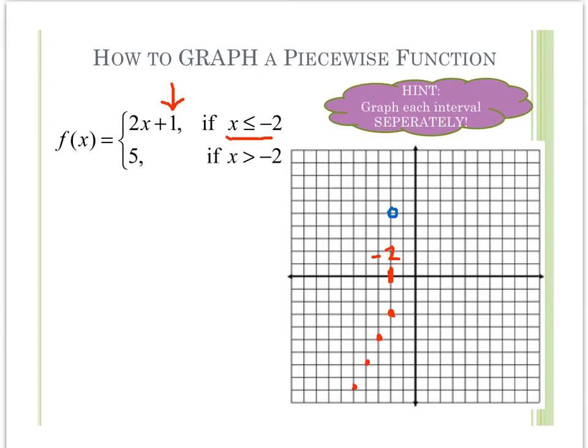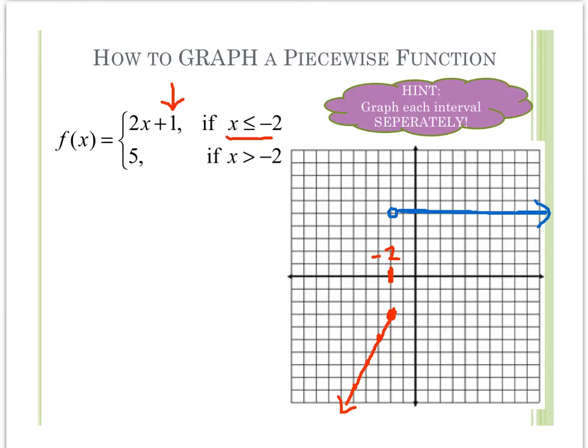Now, why is it an open dot? Well, look right here. There's no equal to sign there. And then I'm going to have a horizontal line at y equals 5. And it's going to keep going. All right? So from the left-hand side, I'm going to have a closed dot here. And then I'm going to draw this line. I know it's a little confusing, but this is what my graph is going to look like. So from -2 and less than, I have the line 2x plus 1. From -2 and greater than, I have the line y equals 5.